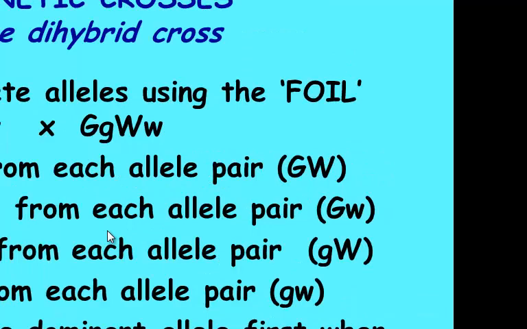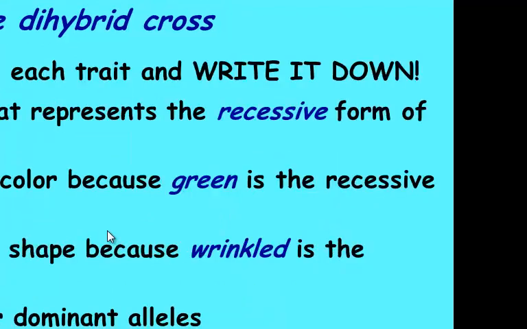There's a way of figuring out possible gamete formation, and it's called the FOIL law. FOIL stands for first, outer, inner, and last. And again, when we go to do a dihybrid cross, you can use the FOIL method to figure out which alleles go on the outside of the Punnett square.